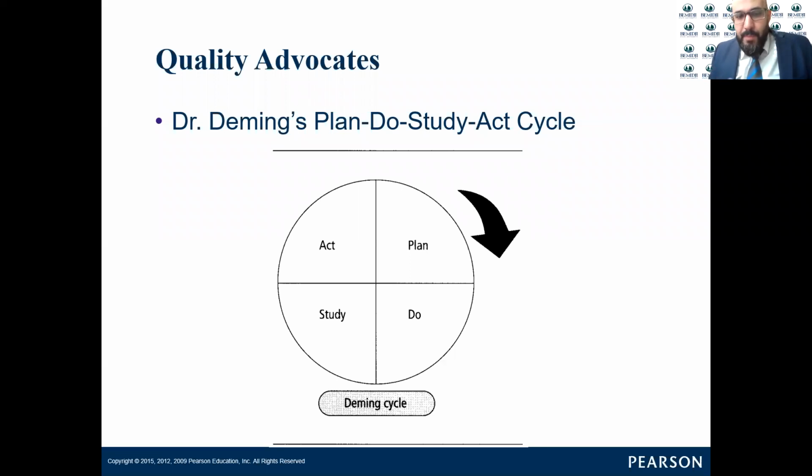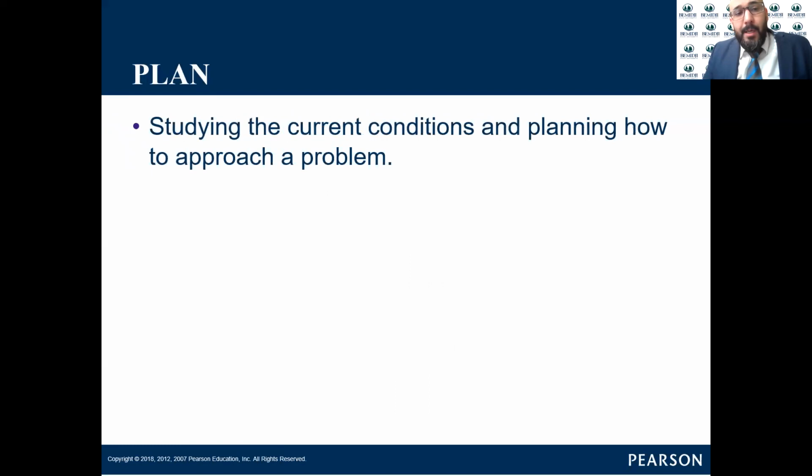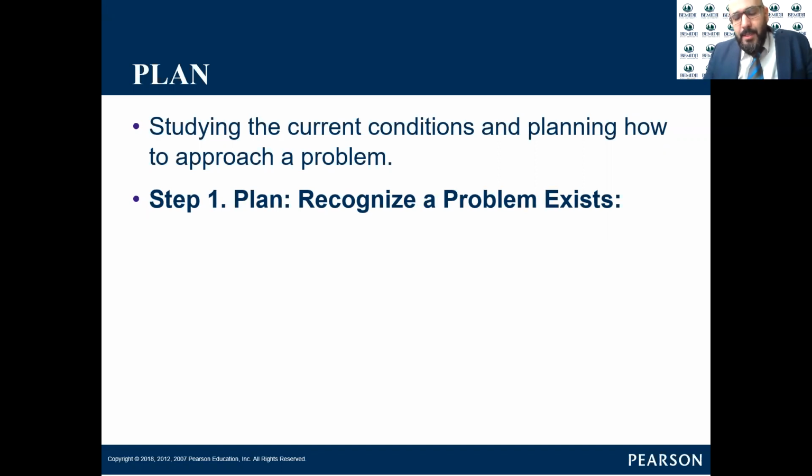This is just an overview of the problem solving techniques. But now we're going to go into more depth and more detail on how we could implement this Deming cycle, starting with the plan. The plan phase, as we said, is studying the current conditions and planning how to approach the problem. So we need to isolate the environment, analyze all the factors, and have a plan on how to approach the problem. In this textbook, they divided the Deming cycle into 10 steps, I believe, and we have to go into each one of these steps to talk about the activities that should happen. We are on phase one, which is the plan phase.